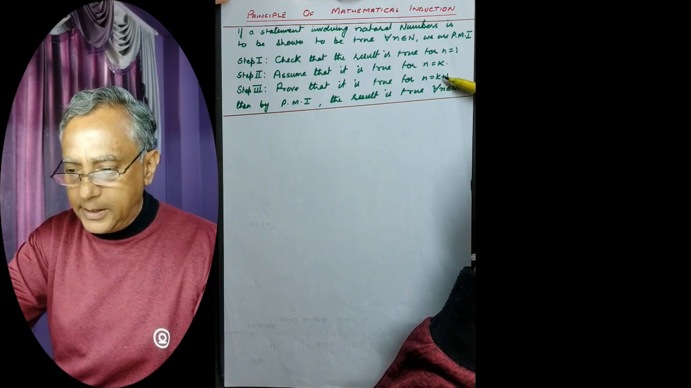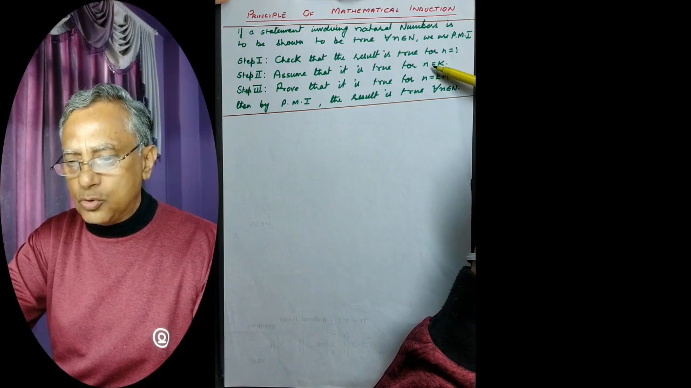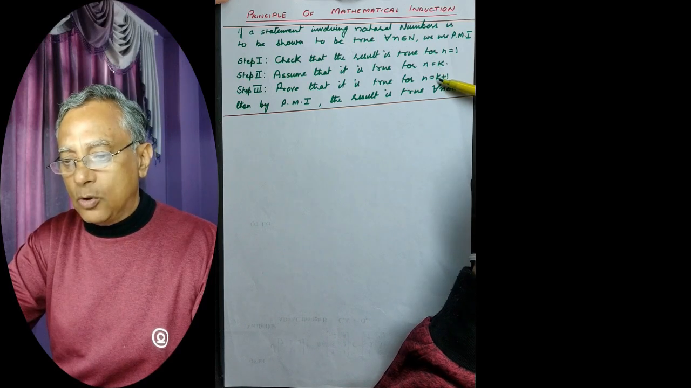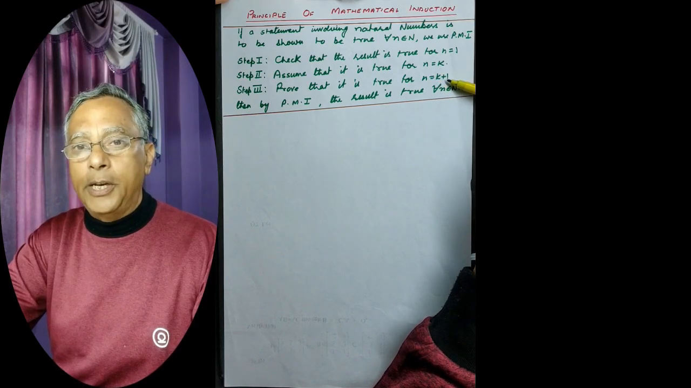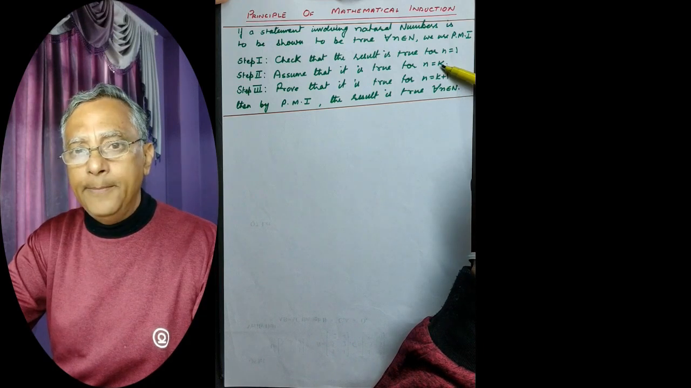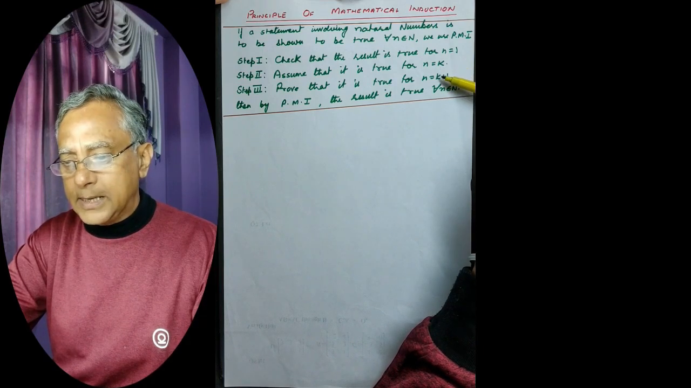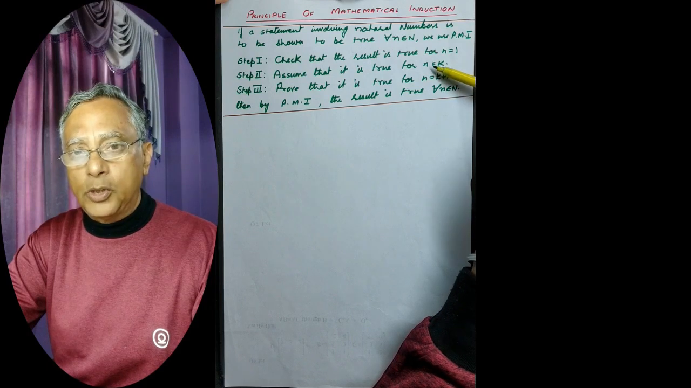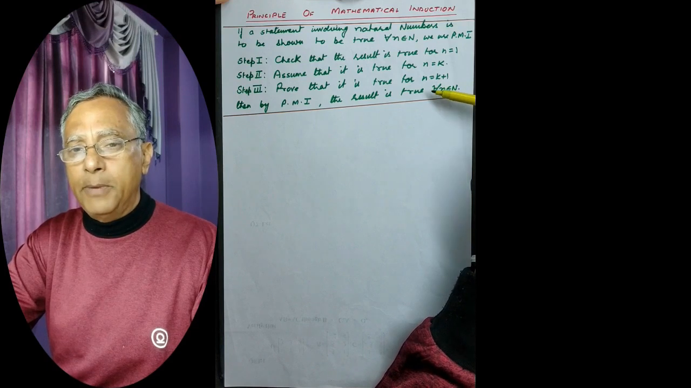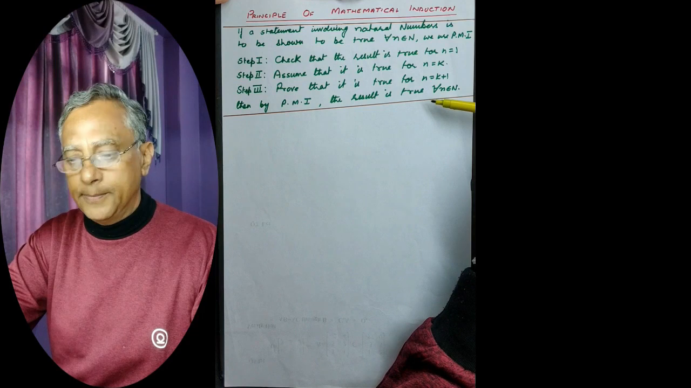Now take k equal to 2. Now result is true for n equal to 2. This will imply that it is also true for n equal to 3. Again take k equal to 3. Now since we know that the result is true for n equal to 3, it will be true for n equal to 4 and so on. This is the logic behind the principle of mathematical induction.